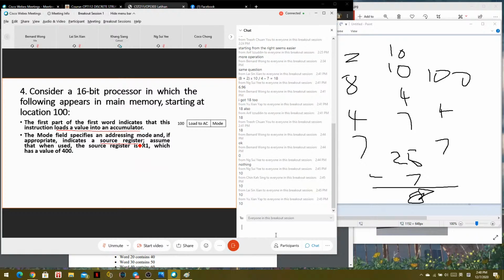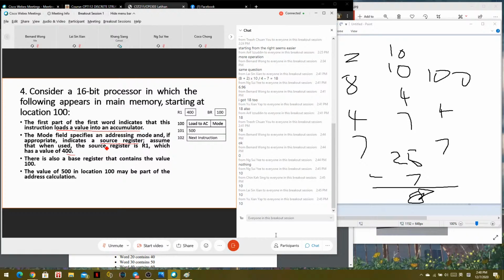Then the second part is sometimes a source register. If the source register is used, then there's R1, and R1 has a value of 400. So this is a general purpose register. And then there's also a base register, BR, which stores 100. Then the value of 500 in location 100 may be part of the address calculation. Sorry, not 100, this one is wrong. 101. Location 101 may be part of the calculation.